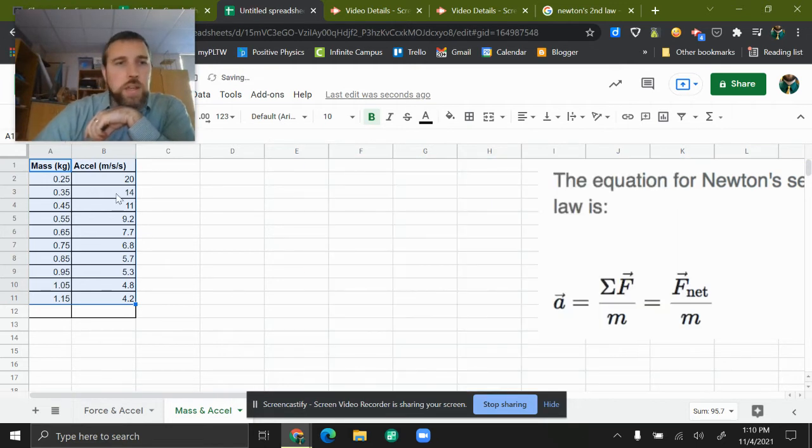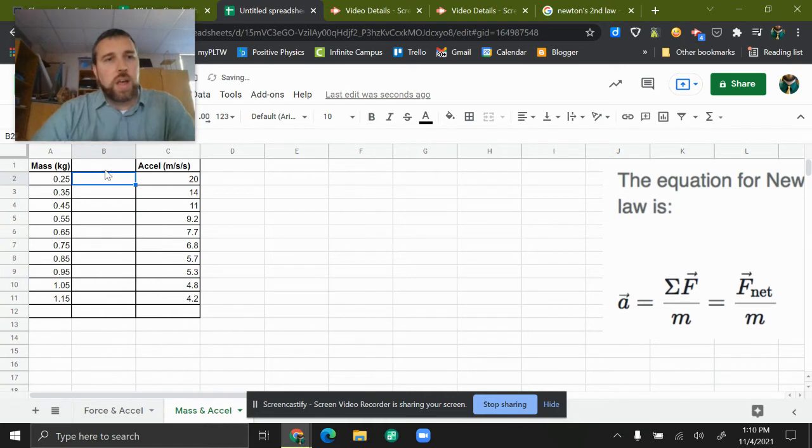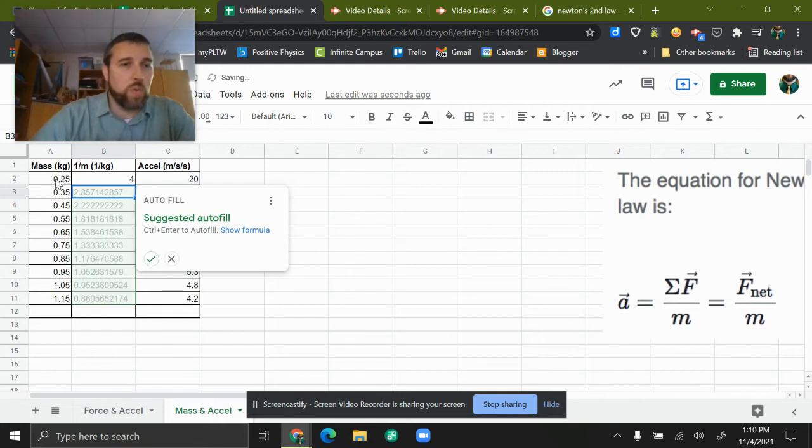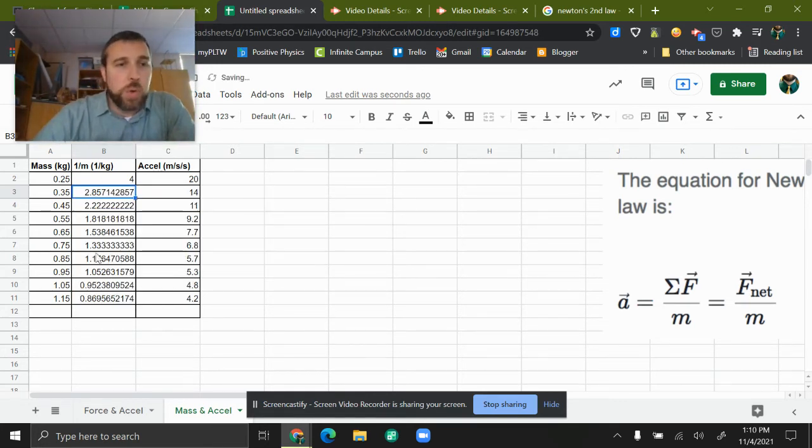So let's delete this. I'm going to insert a column here, right-click, insert one left. I'm going to make this column 1 divided by the mass, or 1 over kilograms, for the units. Basically, I'm going to start with an equal sign, go to the left, take that cell, take 1, divide by that cell, divide by the mass, and I get 4. So 1 over 0.25 is 4, 1 over the mass. And it automatically does a suggested autofill, and yes, I do want to do the same thing for all of those. So boom, there's all my masses.